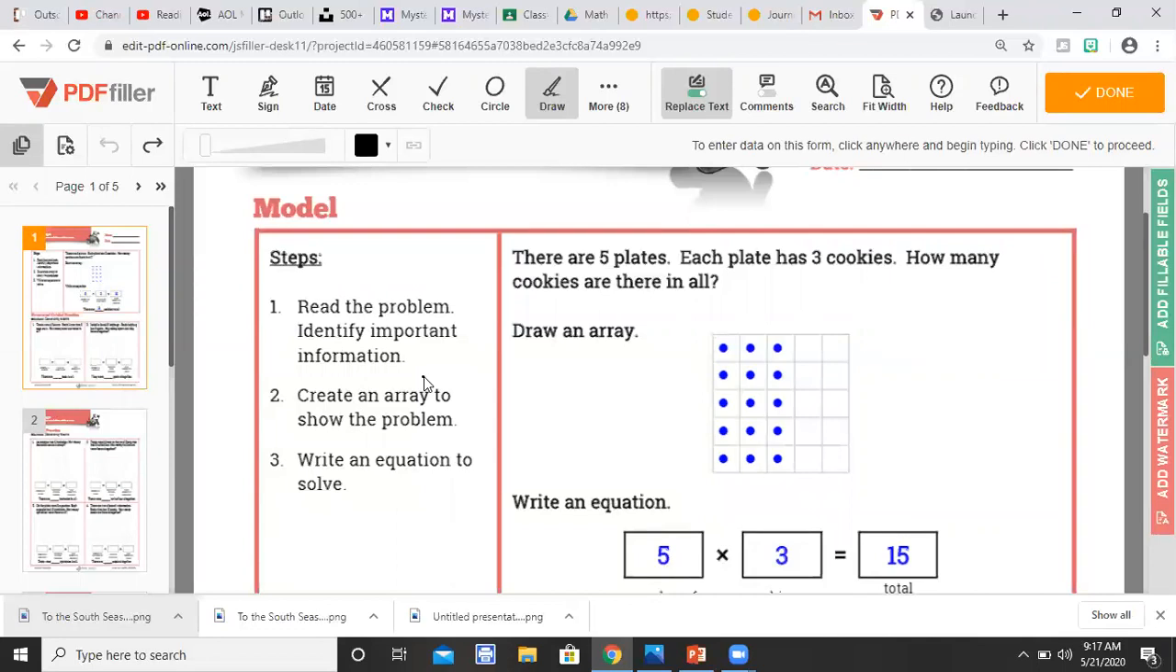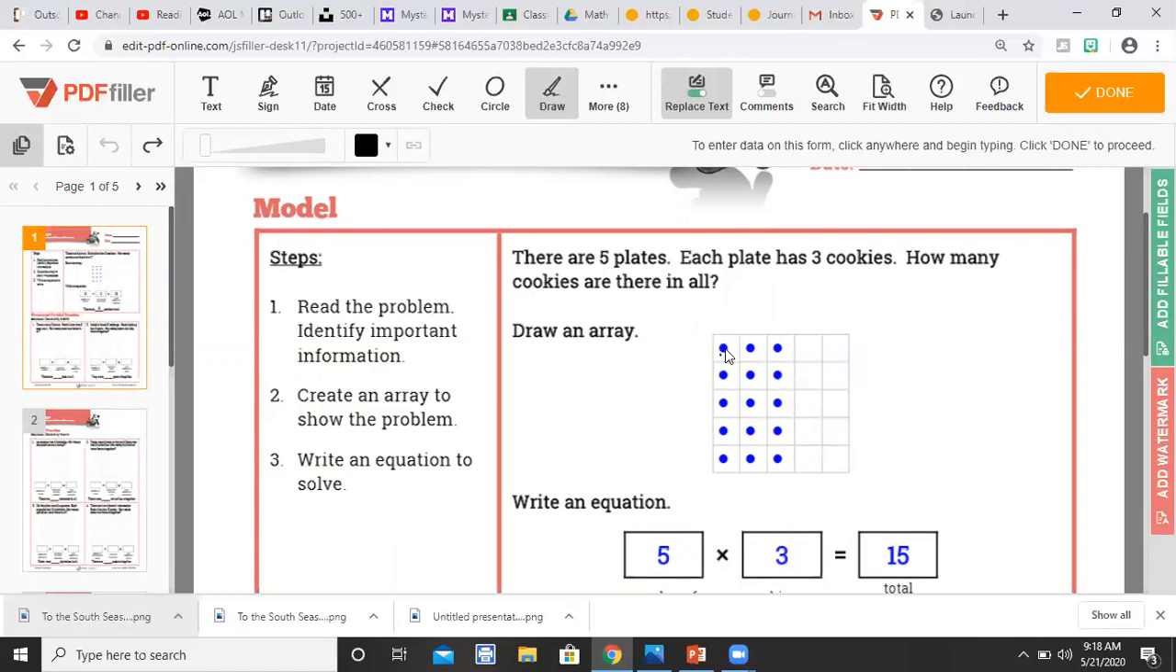The problem reads, there are 5 plates. Each plate has 3 cookies. How many cookies are in all? So some of the important information that we see here, we know that there are 5 plates, and we know that there are 3 cookies on each plate.